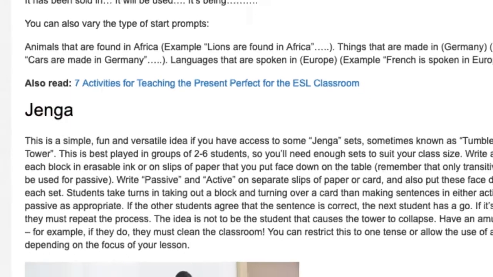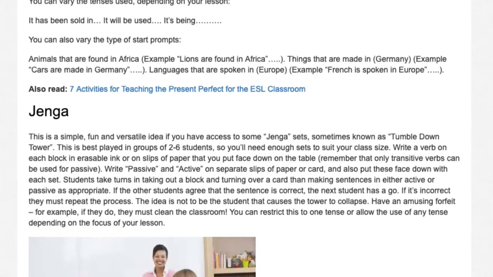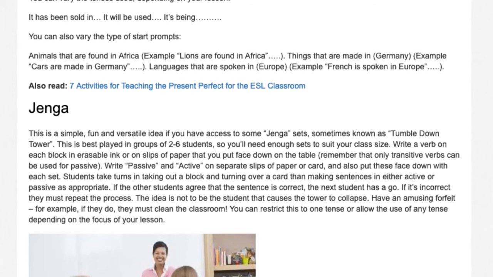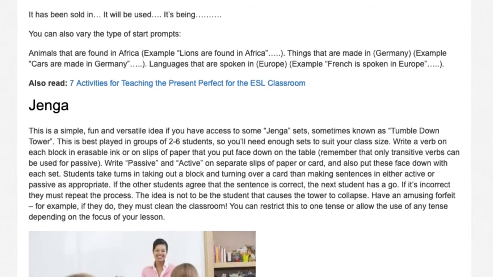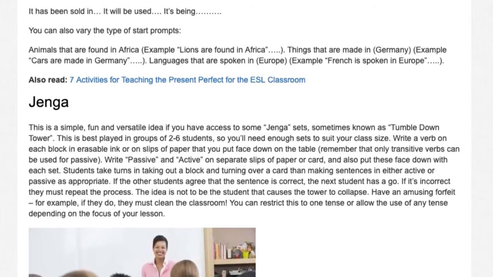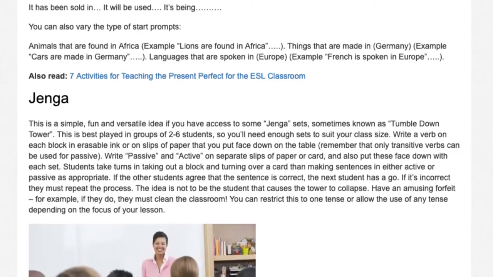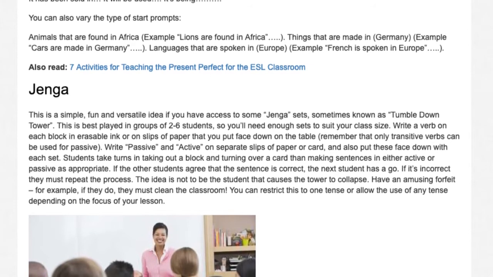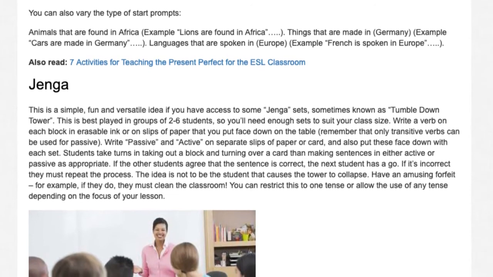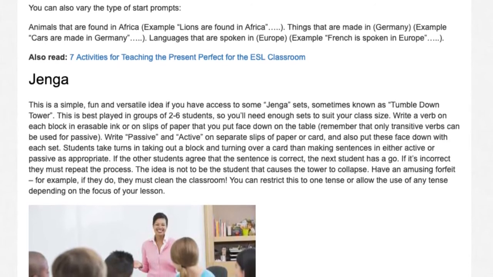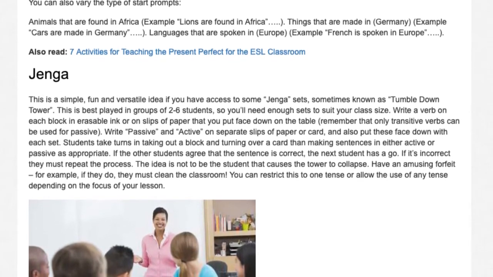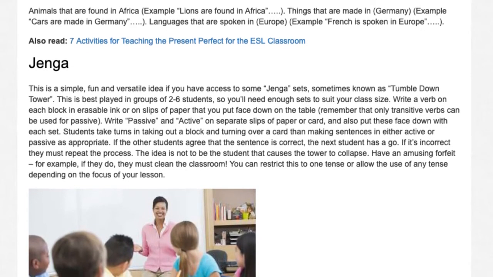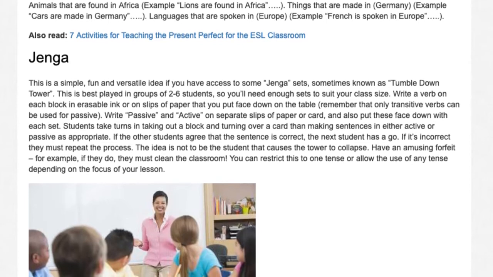Jenga. This is a simple, fun and versatile idea if you have access to some Jenga sets, sometimes known as tumble-down tower. This is best played in groups of 2 to 6 students, so you'll need enough sets to suit your class size. Write a verb on each block in erasable ink or on slips of paper that you put face down on the table. Remember that only transitive verbs can be used for passive. Write passive and active on separate slips of paper or card, and also put these face down with each set.